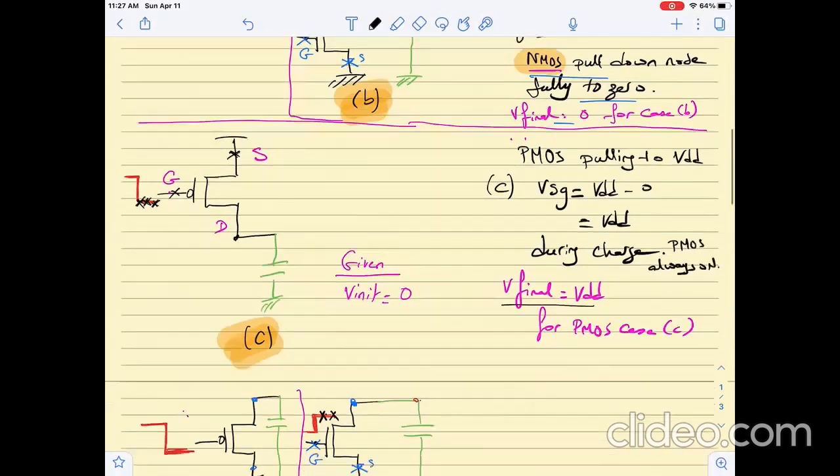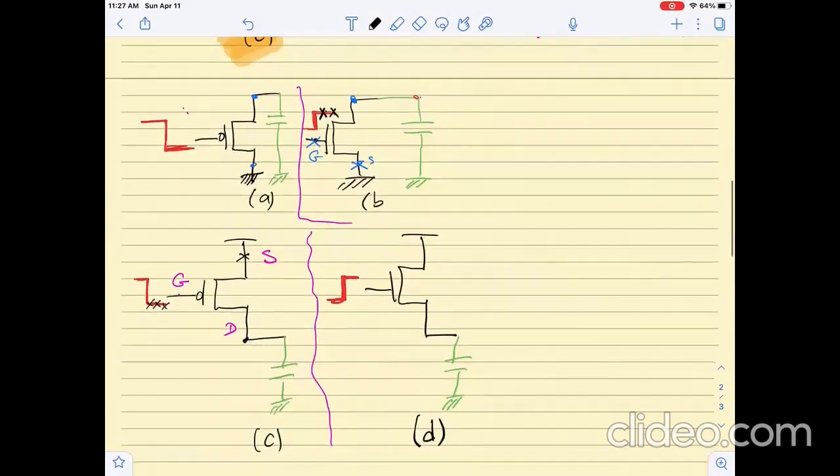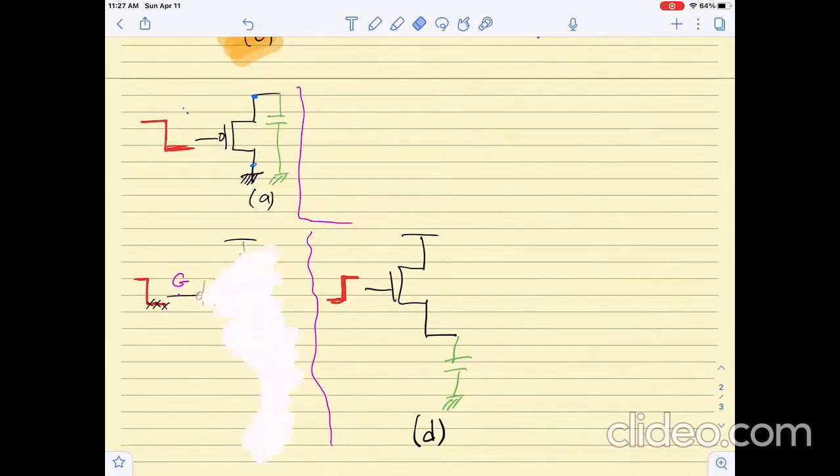Now what happens if I use those devices the opposite way? What happens if I use a PMOS to discharge and an NMOS to charge?